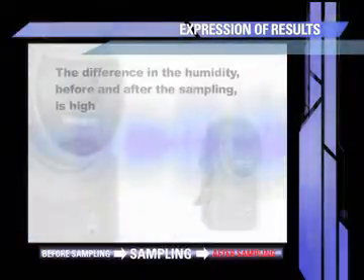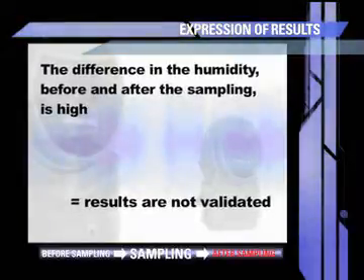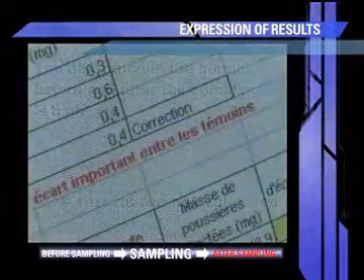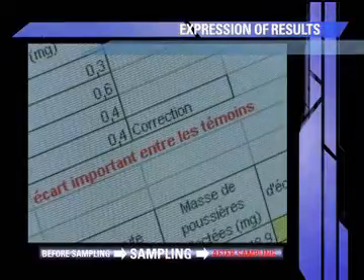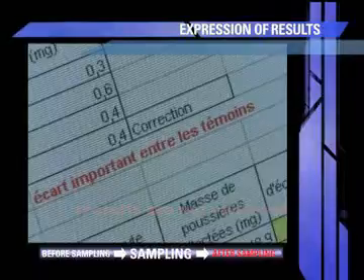If the variations in mass for the control cups are greater than 0.2 of a milligram, the results are not valid. Here, 0.6 minus 0.3 equals 0.3 of a milligram. Therefore, the results are not valid.